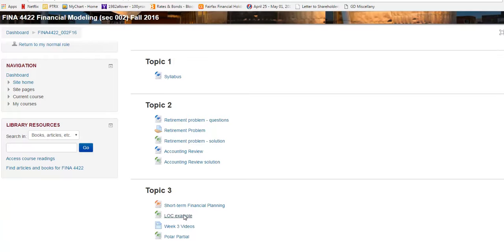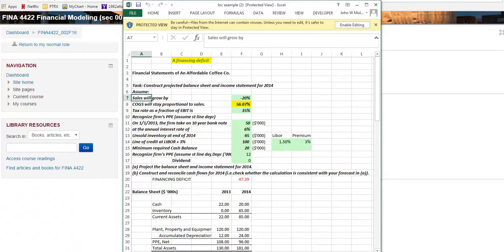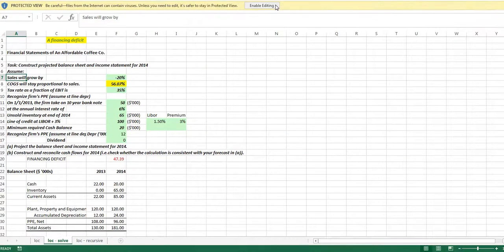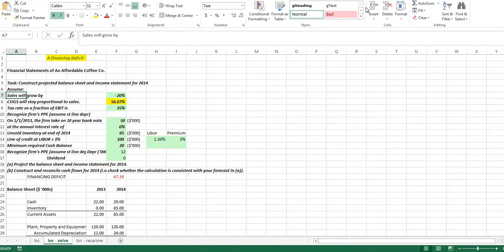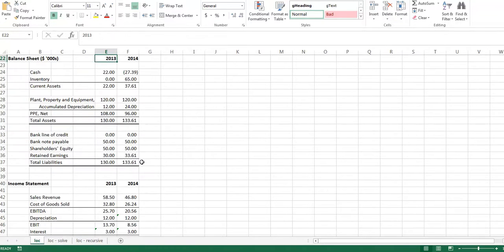I'm going to put this on the screen right now. You should have this. Let's go to the line of credit tab that's right here. You'll notice that I have a balance sheet for 2013 and a balance sheet for 2014. What I want to notice is that in 2013 I had a very simple cash plus net PP&E for 130, which was financed by a bank note payable, shareholders equity, and retained earnings for 130.